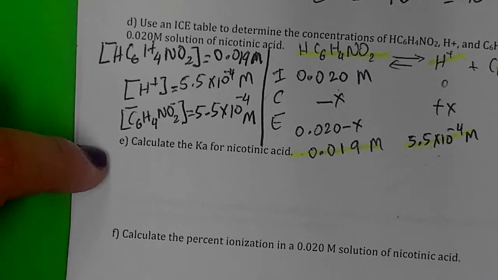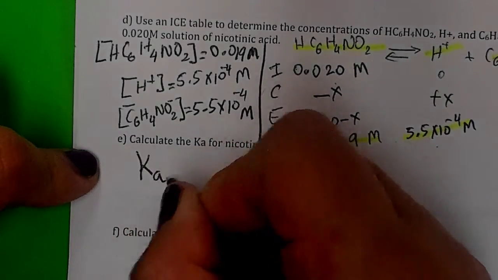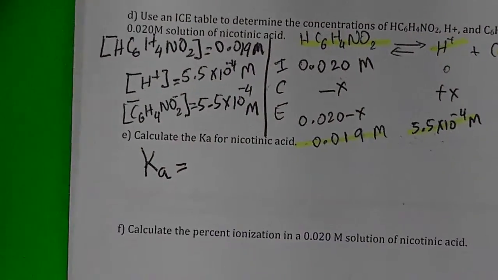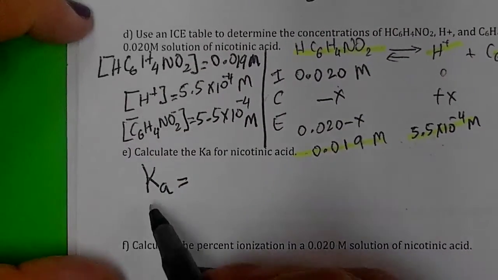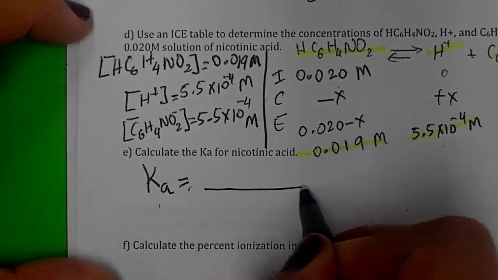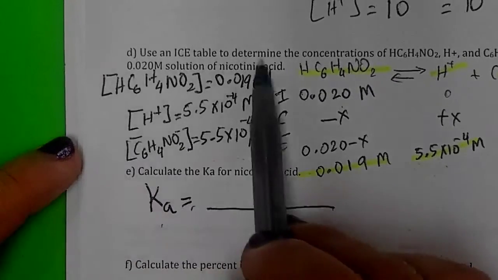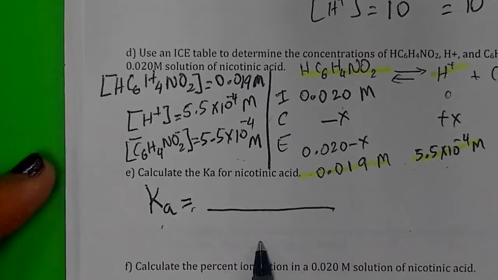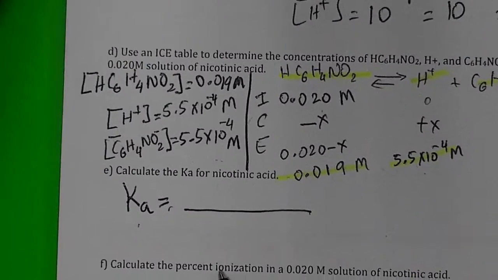I know we were staring at your paper for a long time, like, what did Kevin do? We've got to find Ka. You've got to do this. You just figure out all the concentrations and plug them back in here. You have your formula up there. See that? So let's go.